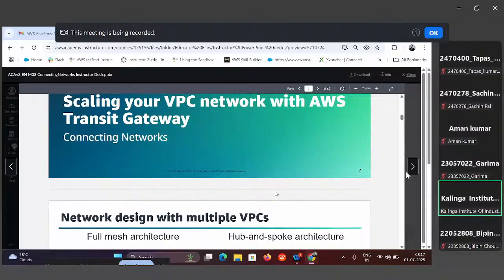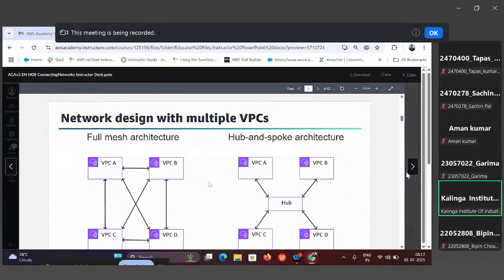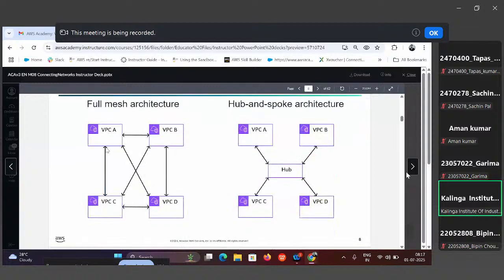Coming up next, scaling your VPC network with AWS Transit Gateway. Here you can see a network design with multiple VPCs, with a full mesh architecture and a hub and spoke architecture. We have four VPCs connected in this architecture, and each VPC is connected to one another. VPC A is connected to B, D, and C. B is also connected to D, C, A. D is also connected to B, A, C, and C is connected to D, B, A.